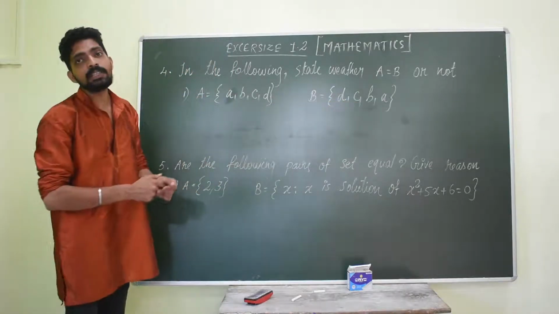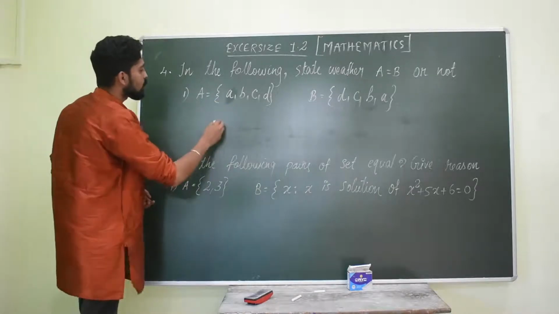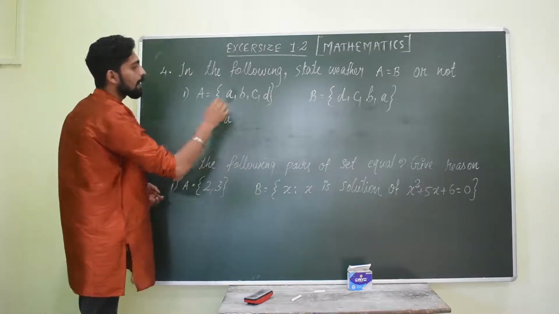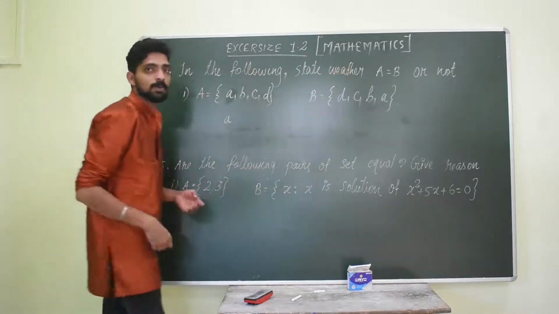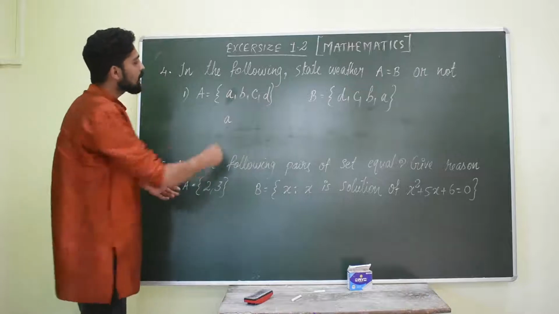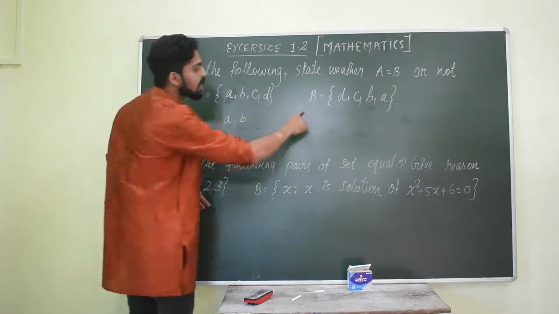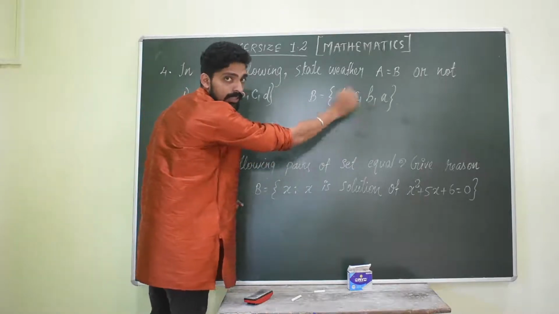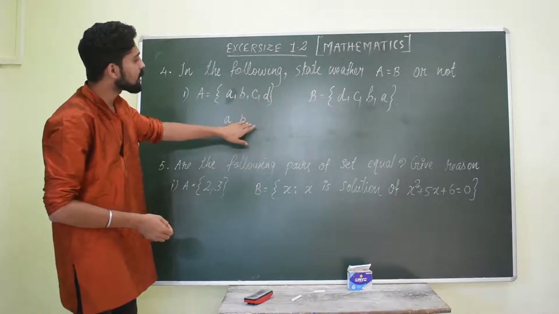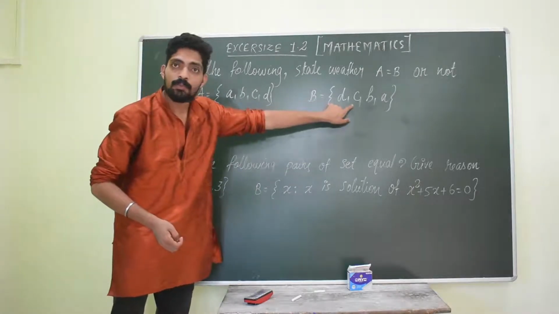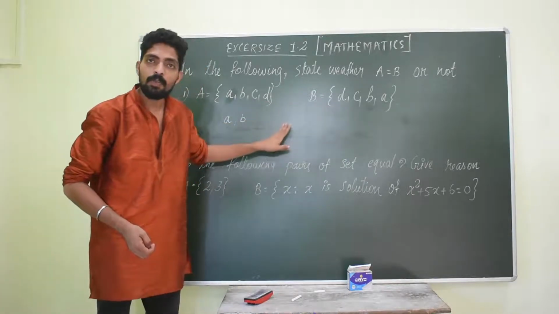From here you can check this one, right? The first element of set A is A, and the same element is coming from set B also. The second element is B, and the same element is coming from set B also. The third element is C, and the same element is coming from here also. The last element is D, and the same element is coming from here, right?